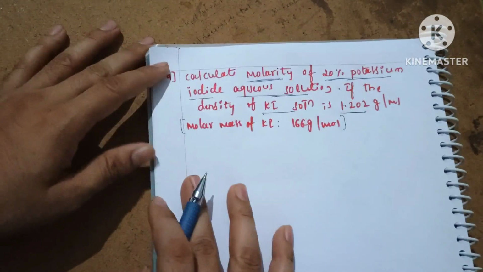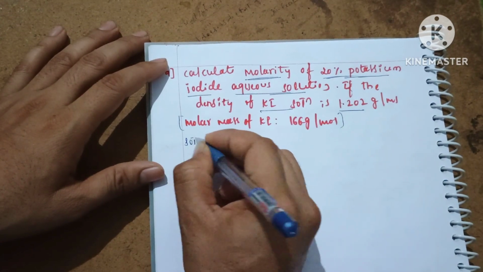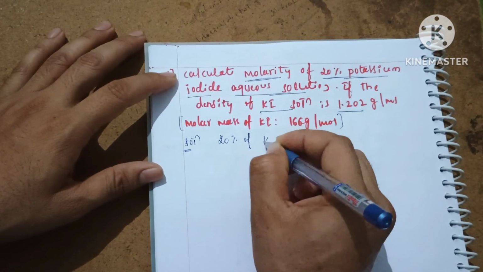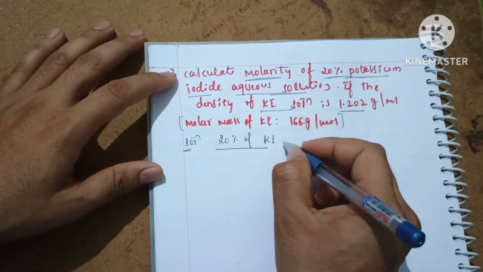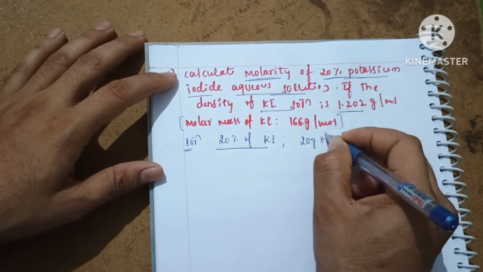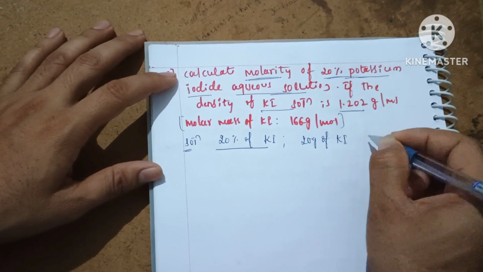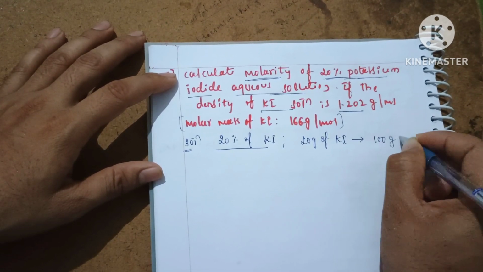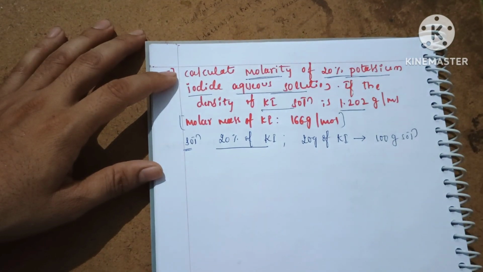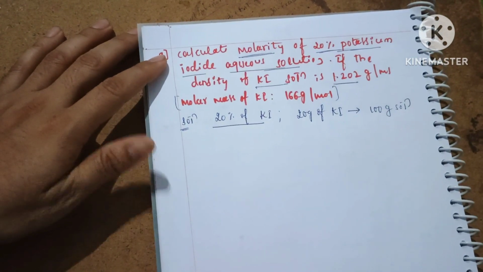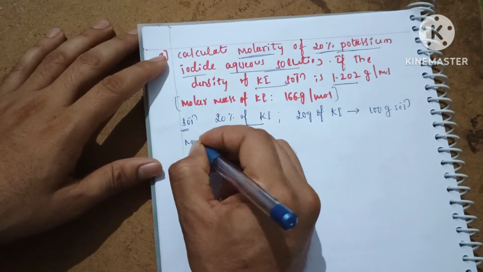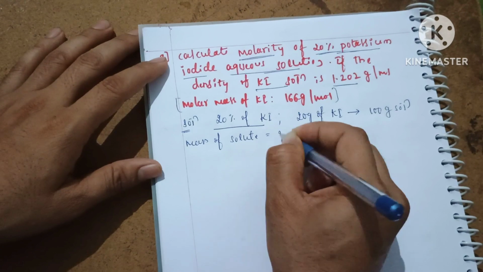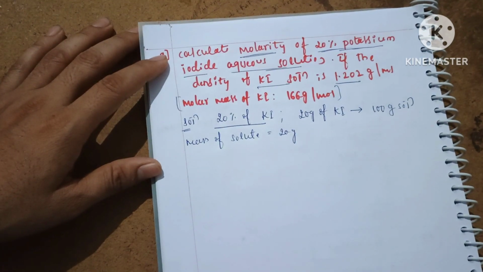What is being asked? Calculate the molarity of the 20% potassium iodide aqueous solution, and he has given density. So first let me write the data. The solution is 20% potassium iodide, which means 20 gram of potassium iodide is present in 100 gram of solution. That means mass of solute is 20 gram, and mass of solution is 100 gram.